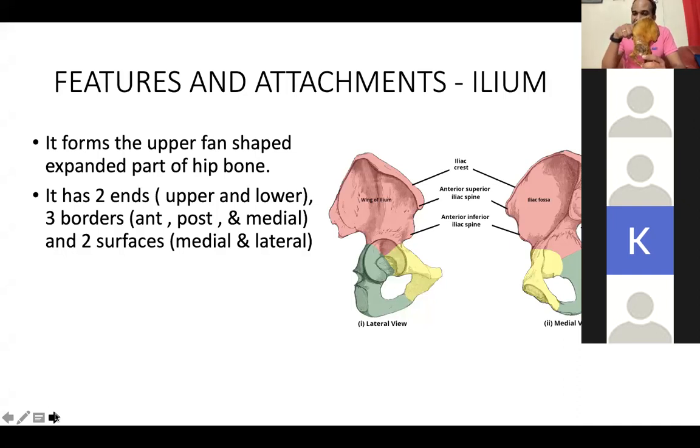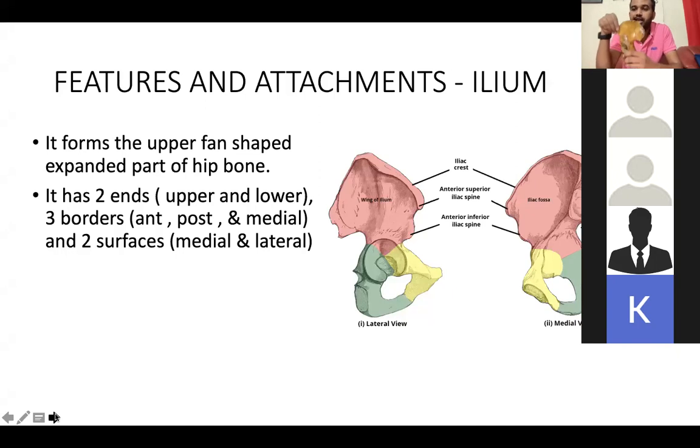In this virtual session, if I teach you all three parts of this bone, it will take a lot of time, because I have to repeat each and every line twice and thrice, and it will also land you in some confusion. That's the reason I am taking this hip bone in two sessions. In today's session, I will talk only about the ilium, its attachments and features. In the next session, I will talk about the pubis and ischium. Is it clear, everybody? Yes, sir.